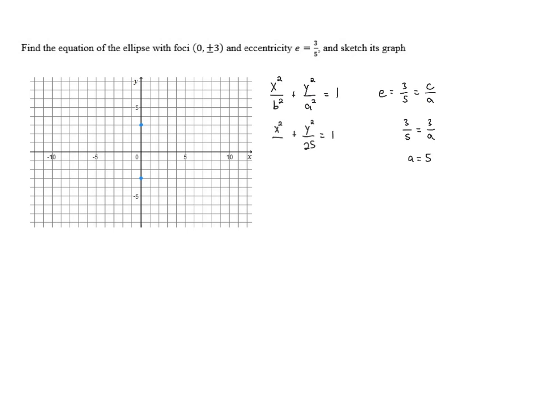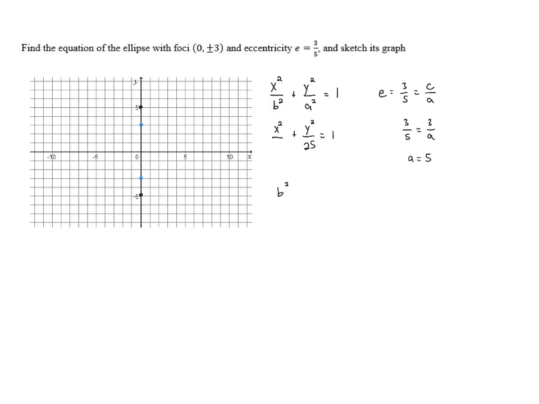So once we know that, we can actually plot the vertices. Because a is 5, we know that the vertices will be at 5 and -5 on the y-axis. Now we just need to figure out the denominator of the x², or the value of b.